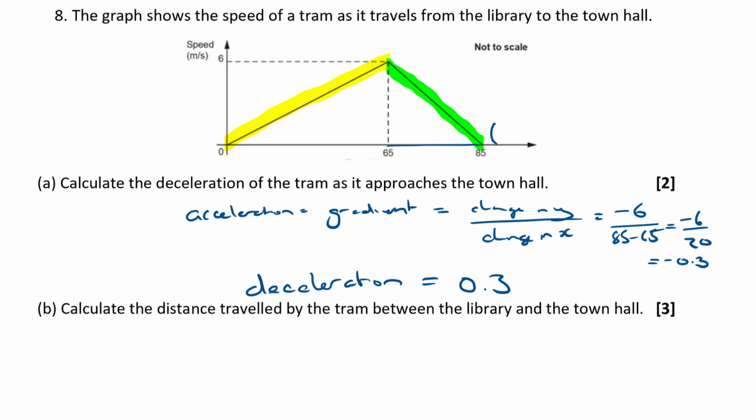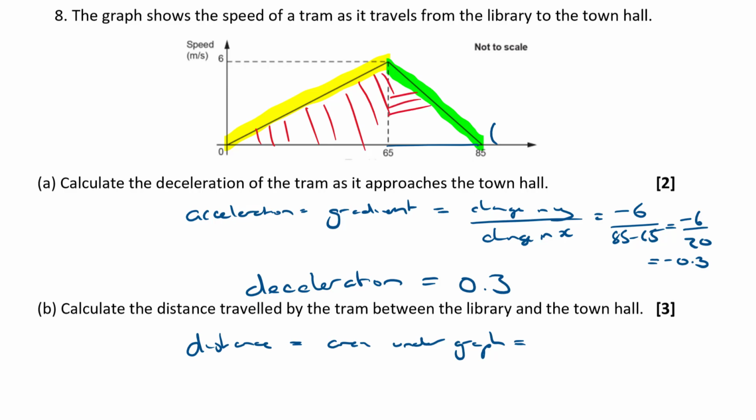Right, part B. Calculate the distance travelled by the tram between the library and the town hall. Now, distance travelled is area under the speed time graph. Okay, and in this case we've got two distinct areas, haven't we? We've got this one here, which is a triangle, and we've got a separate triangle here. So we've got two triangles. Another way of looking at it is those two triangles make one big triangle, don't they?